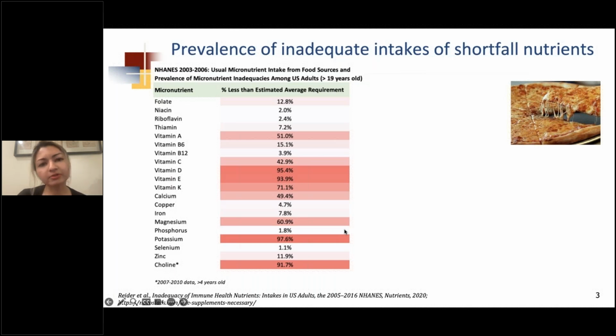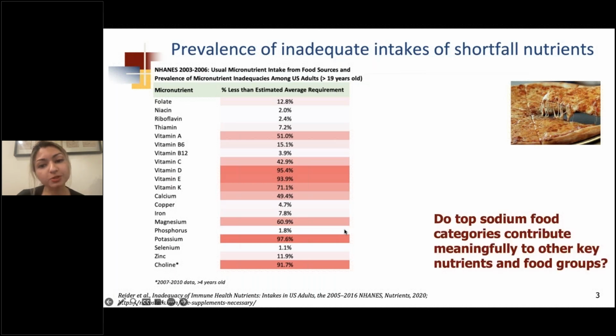So now we want to really understand, what if the top sodium contributors are also potentially important dietary contributors to other key nutrients and food groups? And what does that really mean for diverse population groups?